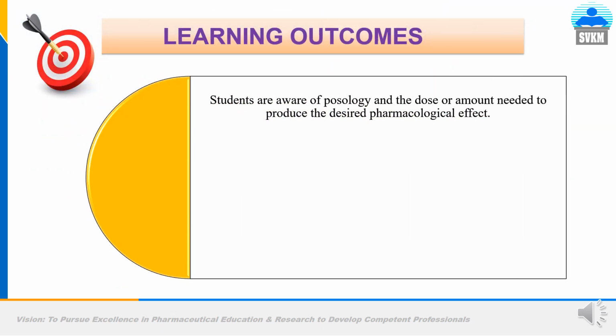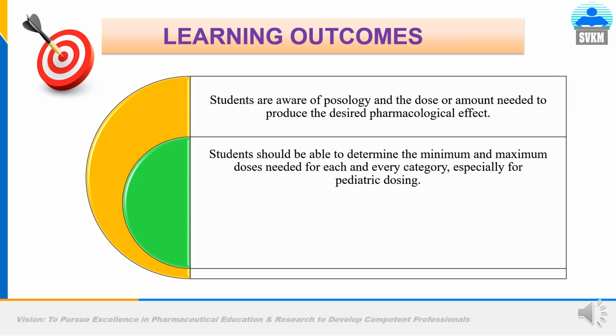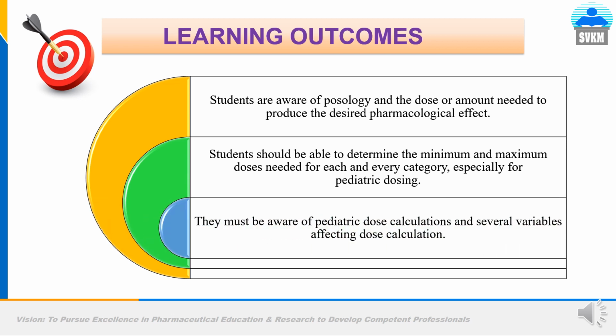At the end of this session, students are aware of posology and the dose or amount needed to produce a desired pharmacological effect. The second learning outcome, students should be able to determine the minimum as well as maximum dose required for each and every category, especially for pediatric dosing. The third learning outcome, they must be aware of pediatric dose calculation. It means that they are able to calculate the pediatric dose as well as the several variables affecting the dose calculation. These are the learning outcomes.